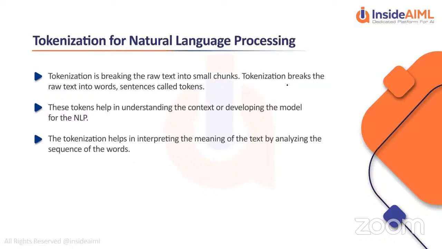Now the first step of natural language processing is tokenization. Tokenization means the breaking of the raw text into small chunks. What does breaking the raw text into small chunks mean? So let me give you the whiteboard. Let me clear this one.